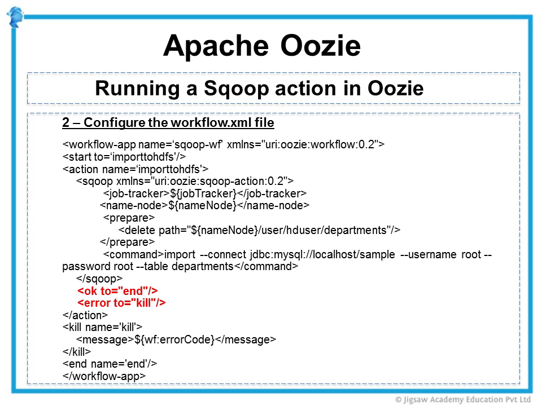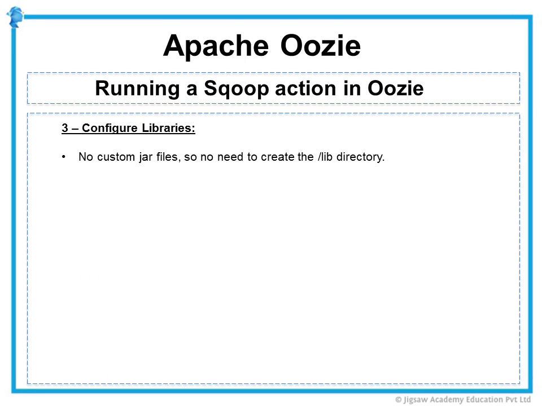Now, I don't need to provide any custom jar files because Sqoop automatically creates the MapReduce jar files that are required to execute the job. So I don't have any custom jar file, and I don't need to create the lib directory in HDFS.